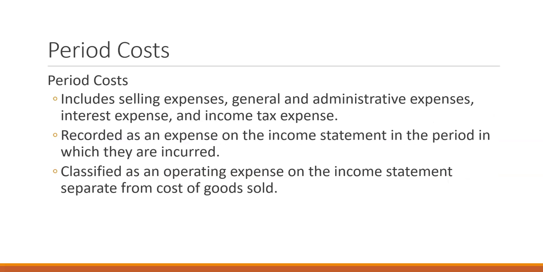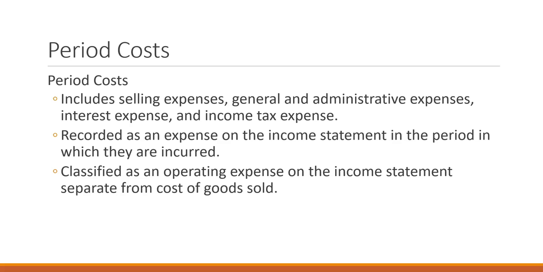Period costs are costs of the period. These are expenses that are on the income statement. These are our selling expenses and general administrative expenses. What ends up as a period cost is any cost that we have that gets recorded on the income statement that is not part of the product.